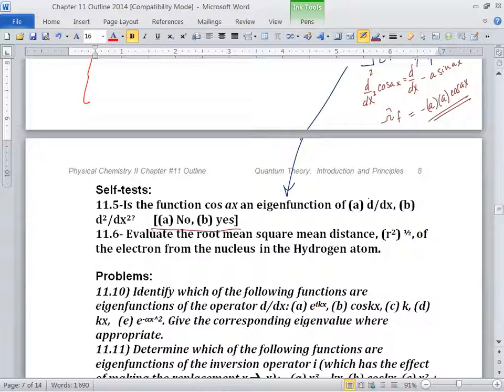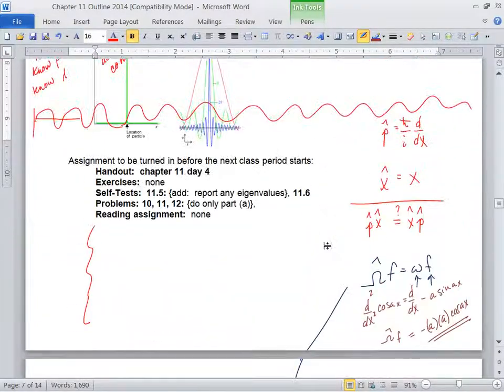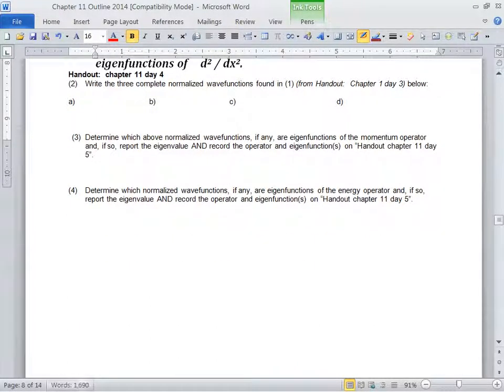What time did we start? 1:45. Oh man, we have all this time yet. Okay, let's jump to our handout and get you started on that.